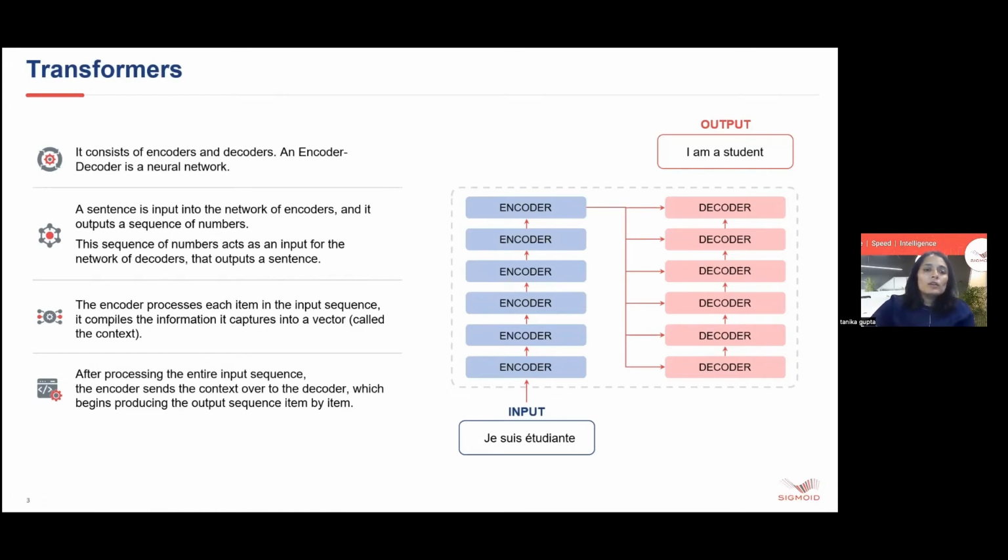Now, this is more from the understanding point of view. I gave you an example of how it works. But basically, the encoder converts the input into a context. This is a vector representation, which is then passed on to the decoder. And once that is passed on, it gets converted into an English sentence.